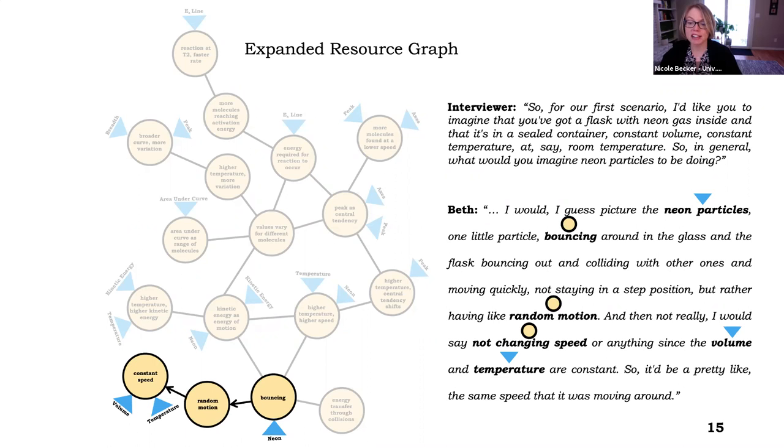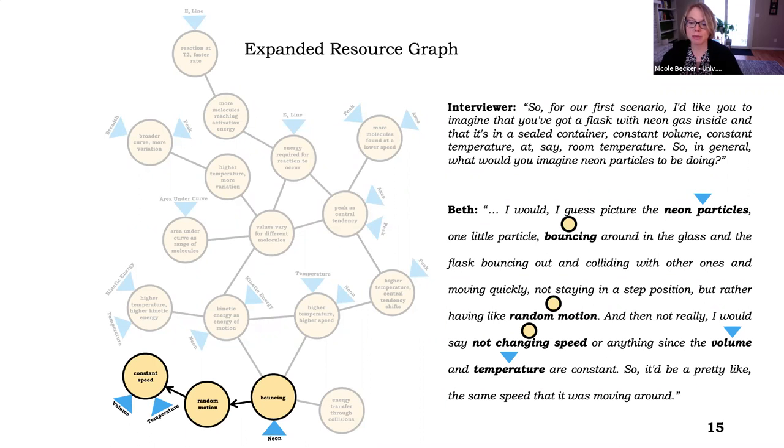So here we have the dialogue of a general chemistry student we'll call Beth. Beth, you can see, initially attended to the neon particle behavior, which we characterized as a readout since it was something she focused on from the interview prompt. She described the neon particles as bouncing, which we characterized as a knowledge element. This idea of bouncing has actually been described in the literature as a phenomenological primitive, or PPRIM, an intuitive idea that comes from students' interactions with the physical world. She also mentioned collisions, which is encompassed within the description of the bouncing PPRIM.